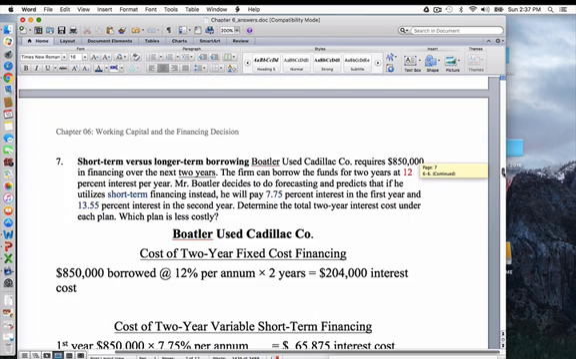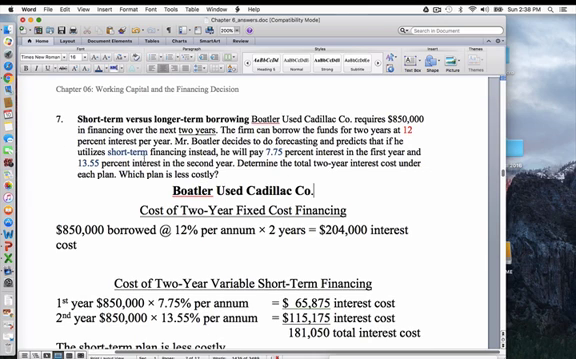Now if we do the dollar amount, let's see, we are going to do $850,000, my loan, times 12%, 0.12, times 2 years, because I need to borrow for 2 years. Then I pay 204,000 in interest. Then I do the second plan, first year 7.75%, second year 13.55%. I end up with less. You see, that's less than what I have here as forecasted.